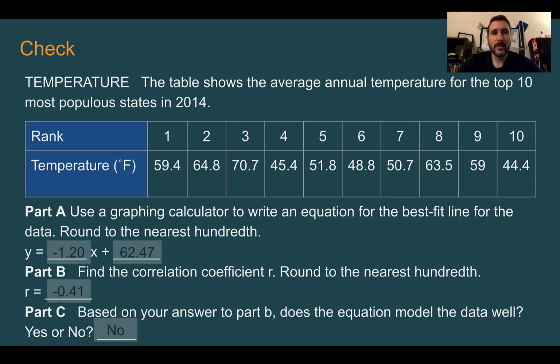Check your answer. For part A, our equation would be y equals negative 1.20x plus 62.47. Make sure you have 2 decimal places because it does say round to the nearest hundredth. For B, the correlation coefficient, the R value is negative 0.41. And then does that equation model the data well? We would say no. 0.41 falls into that weak correlation range, so it is not modeling it very well.